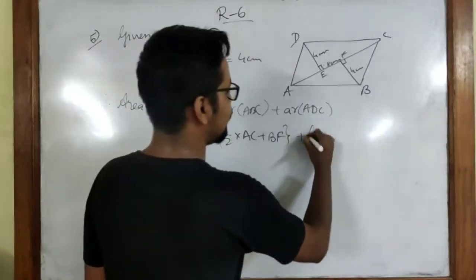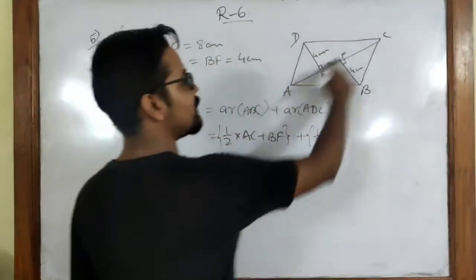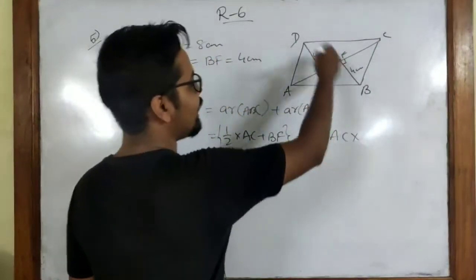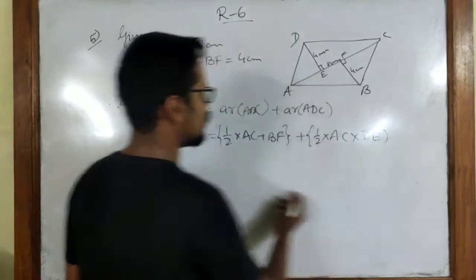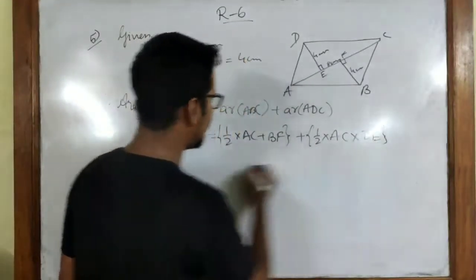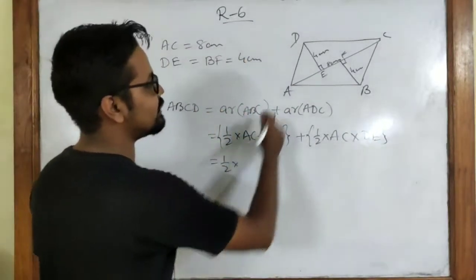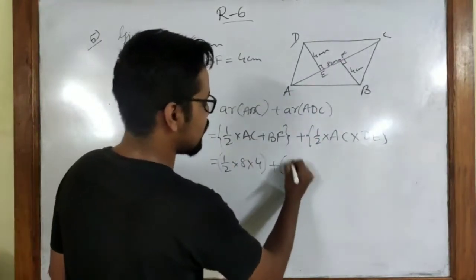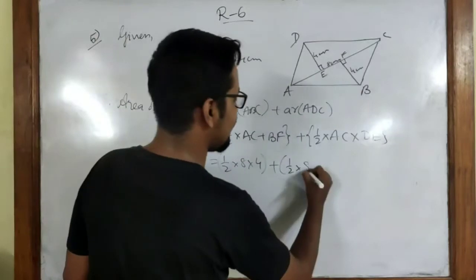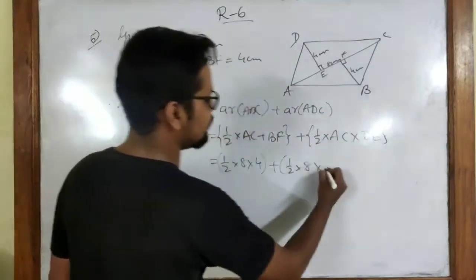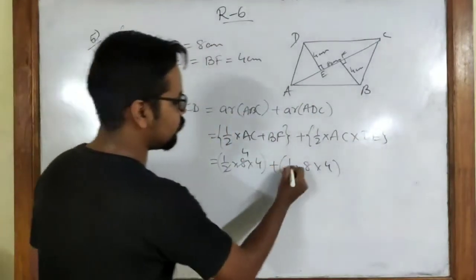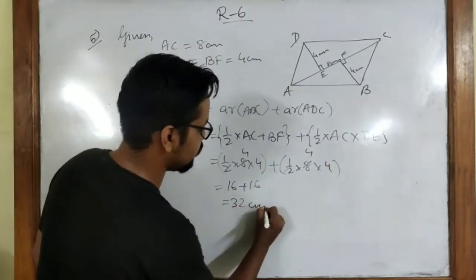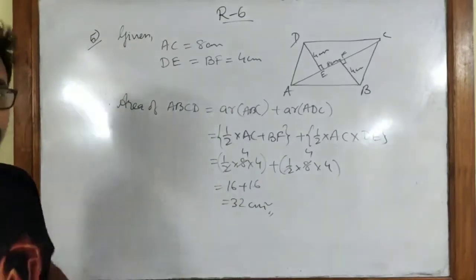Next, area of ADC. ADC is again half into base. What is the base? Same base, AC. So half into base into height. What is the height? DE. So now we know all the values. All the values are given. Half into what is AC? AC is 8 centimeter. BF is 4 centimeter. Plus half into what is AC? Again 8 centimeter, and DE, see, everything is given, 4 centimeter. So cancel it out. We have 16 plus 16, which is 32 centimeter square. That is the area of the parallelogram.